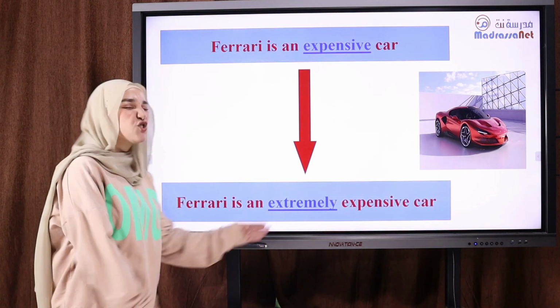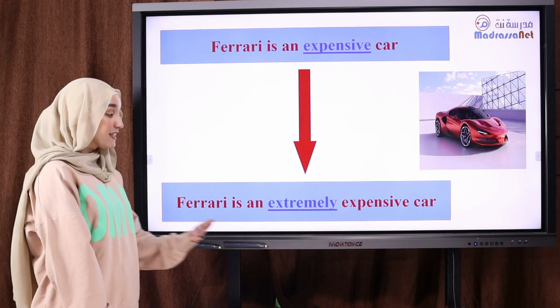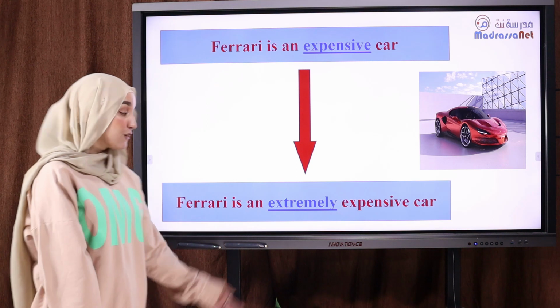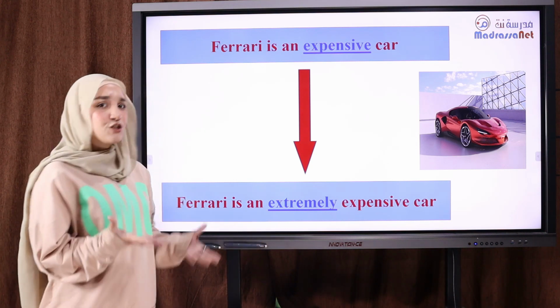Ferrari is an extremely expensive car. So extremely here is the modifier. What did I just do here?